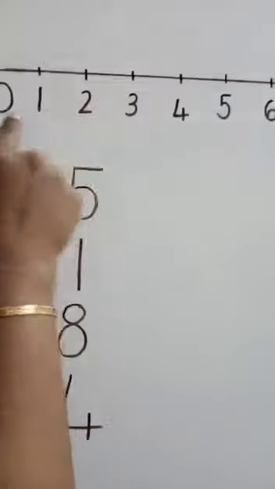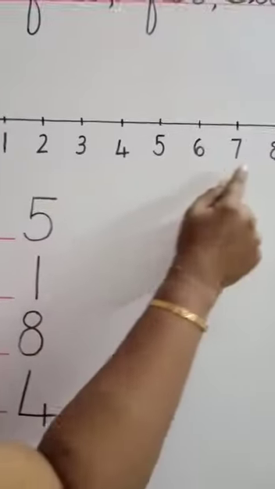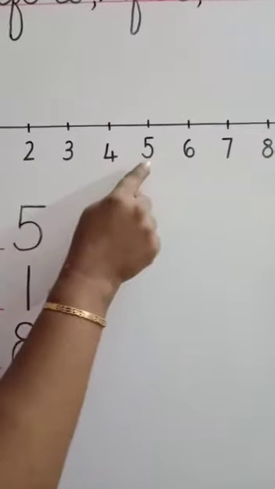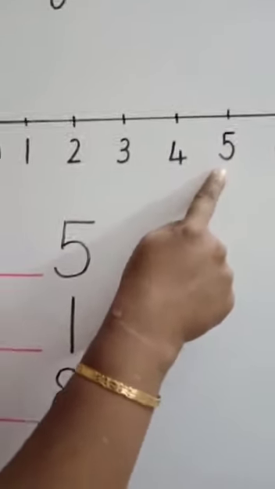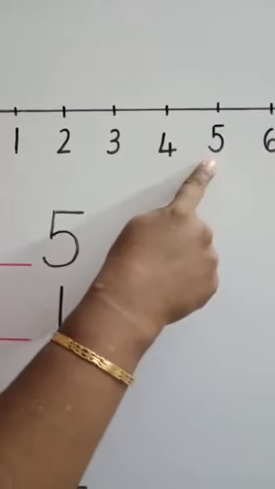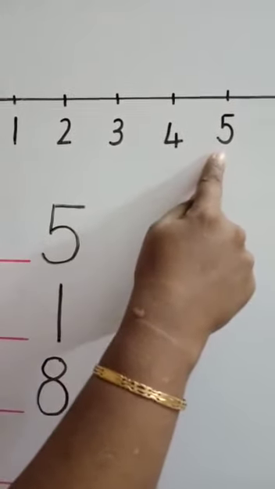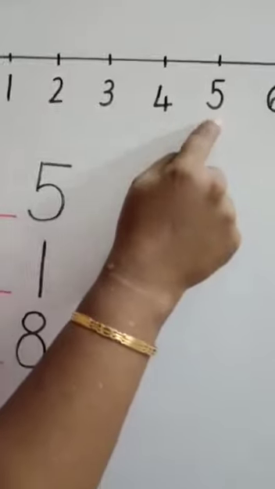Come on, look at the number line. Where is number 5? Where is number 5? Yes, I got it. It's here. So this is our number 5. Now what is teacher asking you? Teacher wants to know which number comes before this number 5.